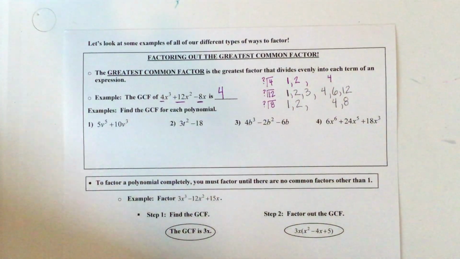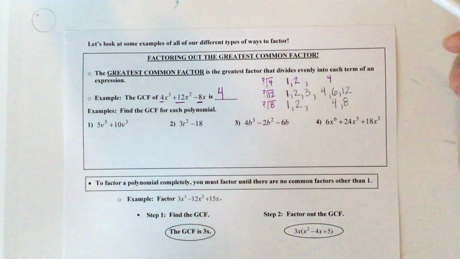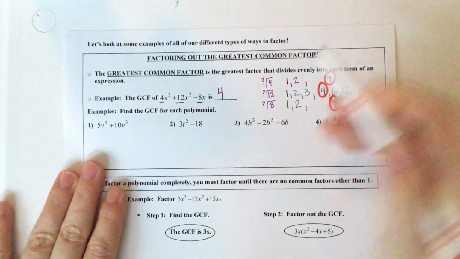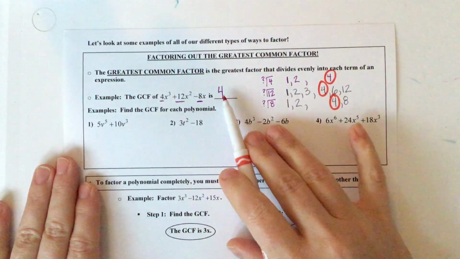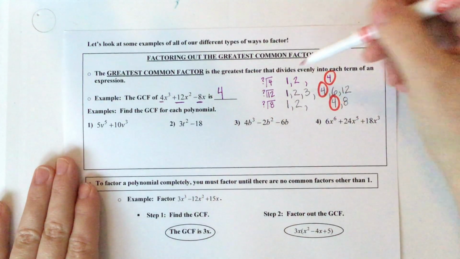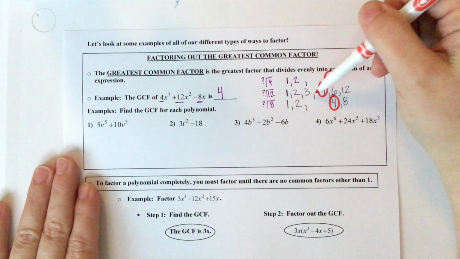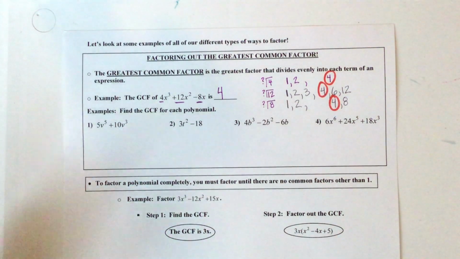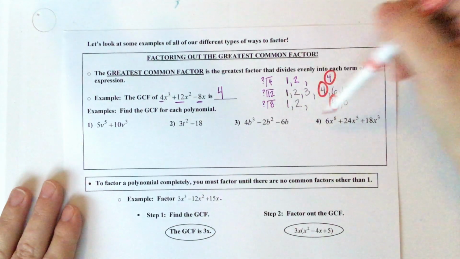So then you look to see, well, what's the greatest number that they all had in the list? Well, all of them had a 4 in the list. So that's why 4 is the GCF of 4, 12, and 8. Now, some of you won't need to write out your factors to figure it out. Some of you will just know, but some of you may have to do this.